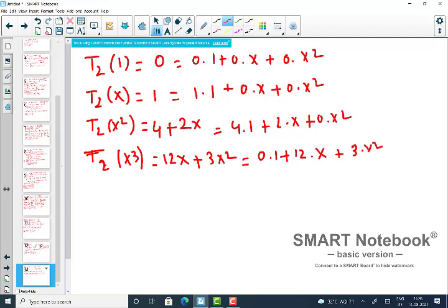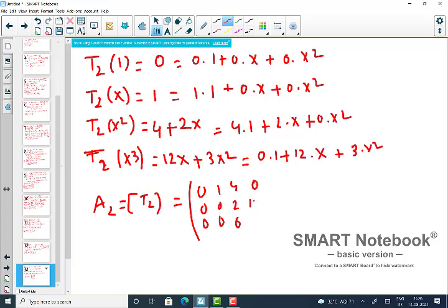So what is the matrix? Here I chose A1. Now let me write down A2. This is the matrix of T2 with respect to the standard ordered basis. I am not writing the basis again here, but you can understand, right? The first column is 0, 0, 0. The second column is 1, 0, 0. The third column is 4, 2, 0. And the fourth column is 0, 12, 3.